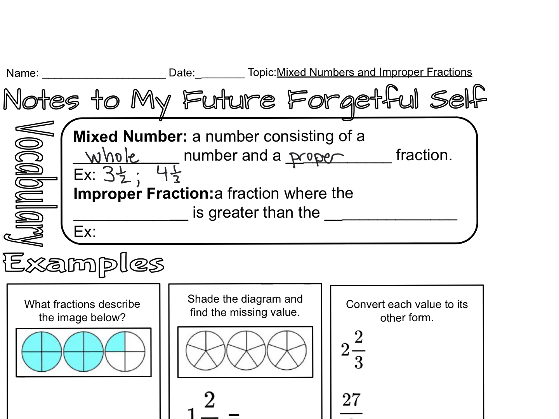And then an improper fraction is just a fraction where the numerator, which remember is that top number, is greater than the denominator, which is the bottom number. Okay, so for example, you could have 3/2. We could have 8/3. We could have 11/5, right? All of those would be examples of improper fractions.